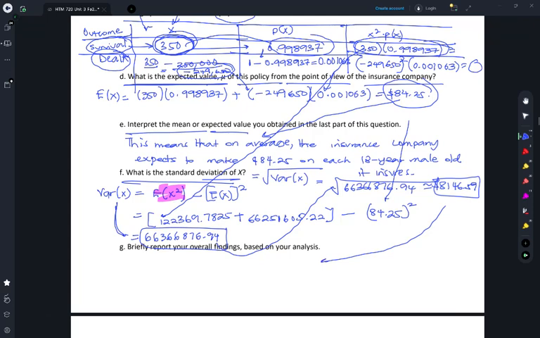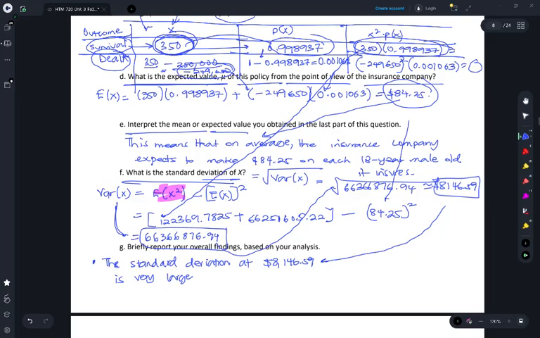I can see that the standard deviation is a large number, which means there will be a lot of variability in how much they will expect to get. The standard deviation at $8,146.59 is very large, which means there will be a lot of variability in how much they stand to get from the payout from each insured 18-year-old. So this shows large variability.